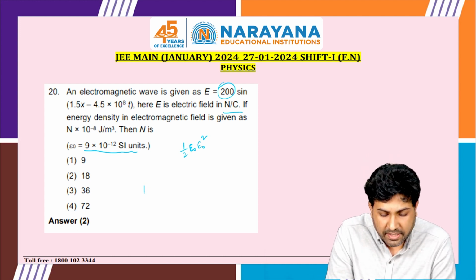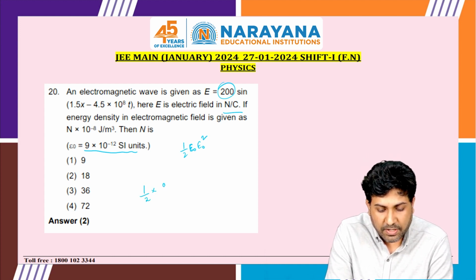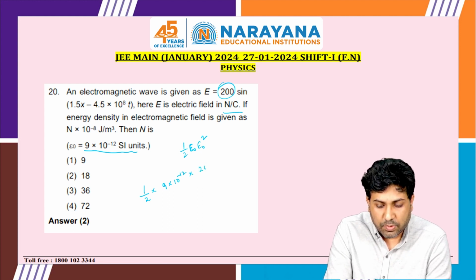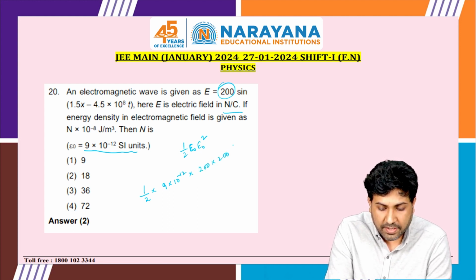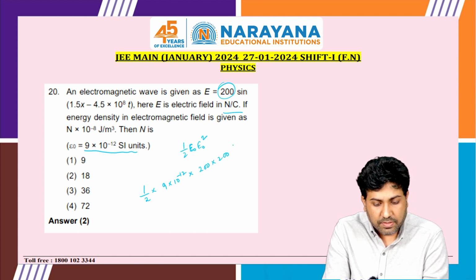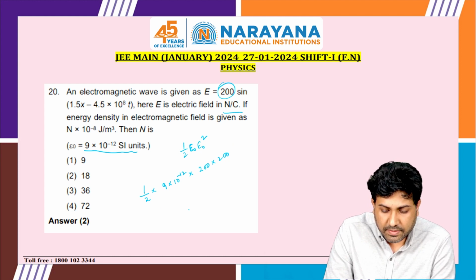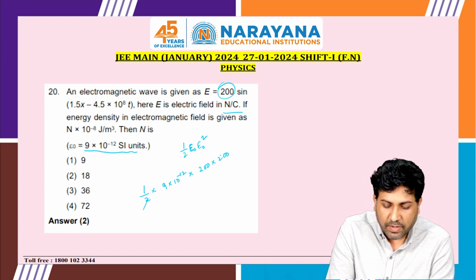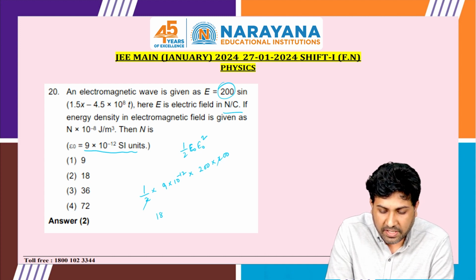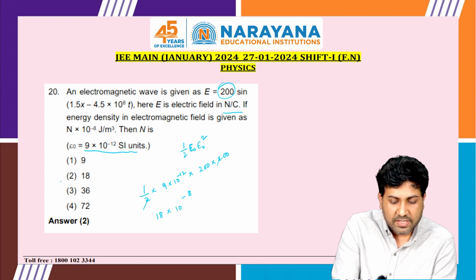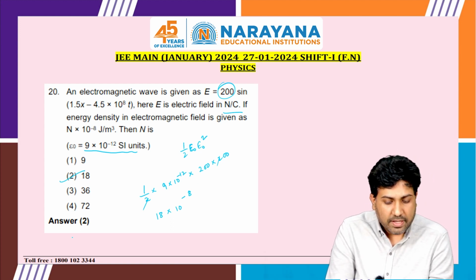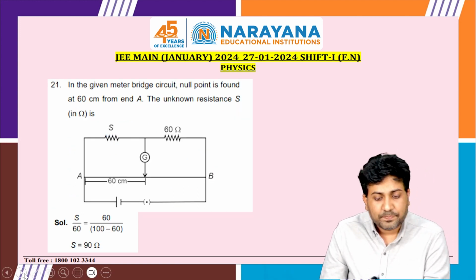So I will just write the values here. Half into epsilon naught, which is 9 into 10 raised to power minus 12, into E naught square, which is 200 into 200. Then what is the final answer? I will get 9 into 2 is 18, and this half cancelled. So I'll get 18 into 10 raised to the power minus 8. So that means the answer will be 2. Okay, now let's move to the next question.